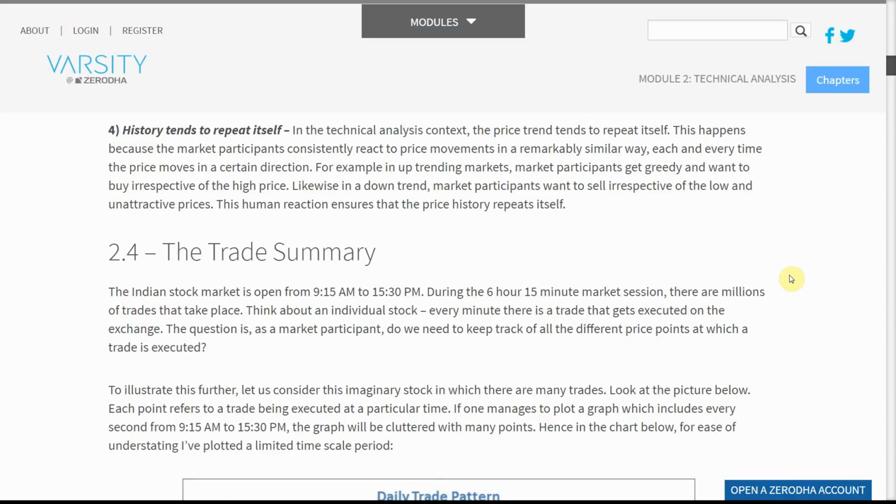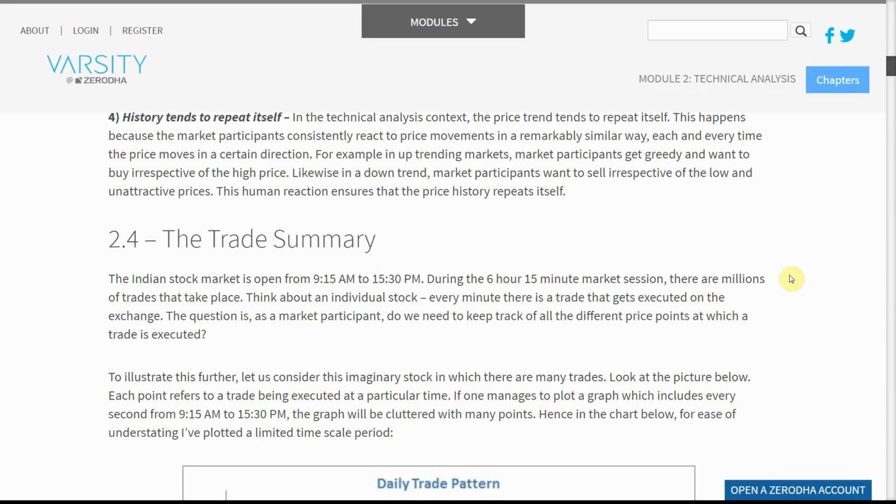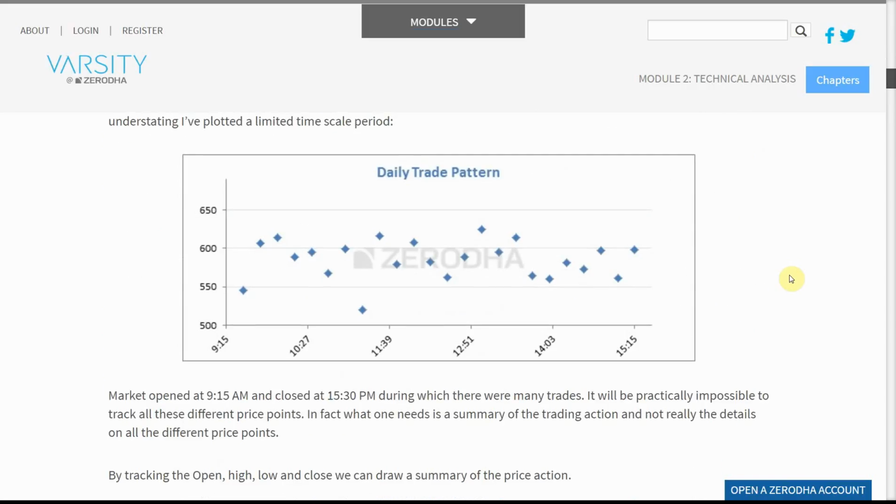Look at the picture below. Each point refers to a trade being executed at a particular time. If one manages to plot a graph which includes every second from 9:15 a.m. to 3:30 p.m., the graph will be cluttered with many points. Hence, in the chart below, for ease of understanding, I've plotted a limited timescale period. Market opened at 9:15 a.m. and closed at 3:30 p.m., during which there were many trades. It will be practically impossible to track all these different price points.